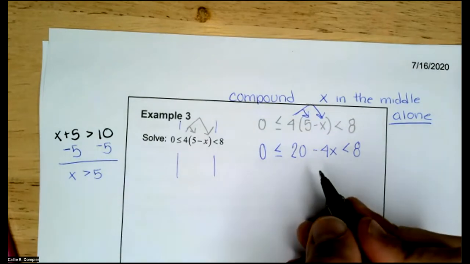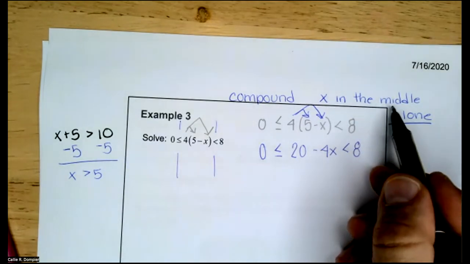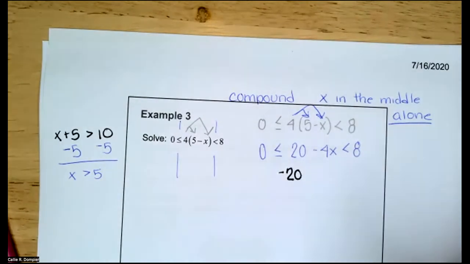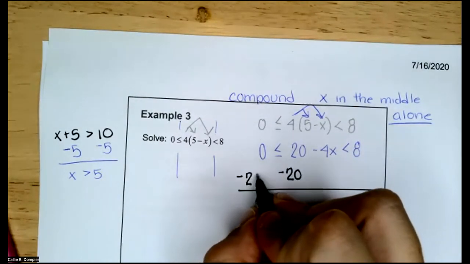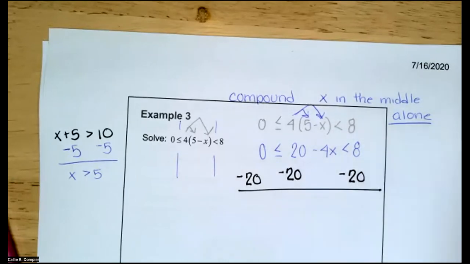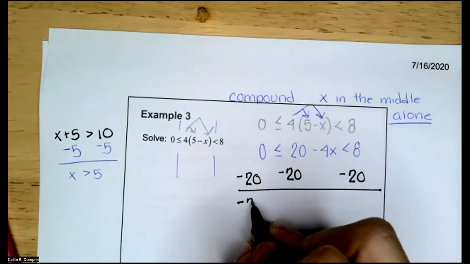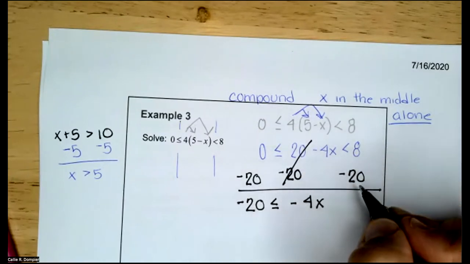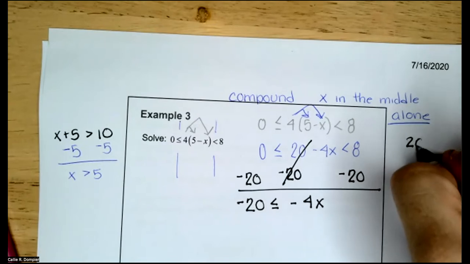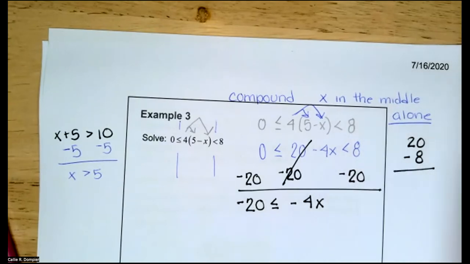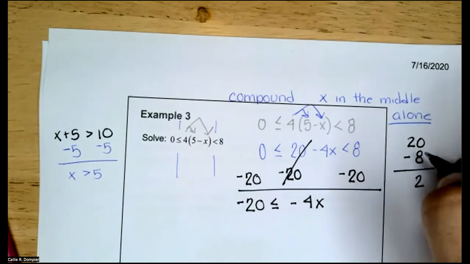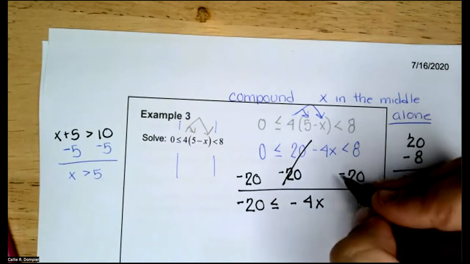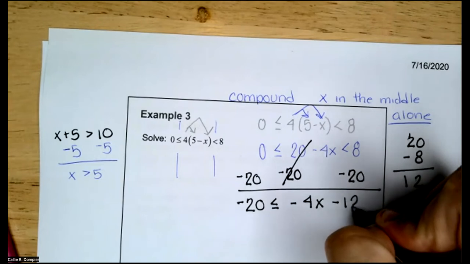All right, now I'm going to start moving things so that x is in the middle alone. This is a positive 20, so I'm going to subtract 20 from the middle. I'm going to subtract 20 from the left, and I'm going to subtract 20 from the right. 0 minus 20 is a negative 20. That's gone. I have negative 4x. 8 minus 20, remember, you can take the bigger number, subtract the smaller number. 20 minus 8 is 12. But it was a negative 20 and a positive 8, so it's minus 12.